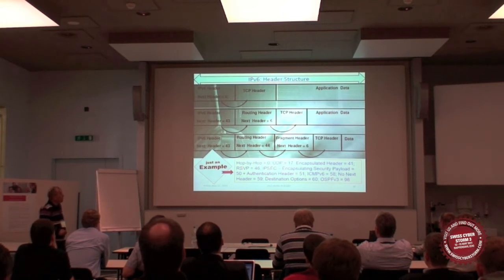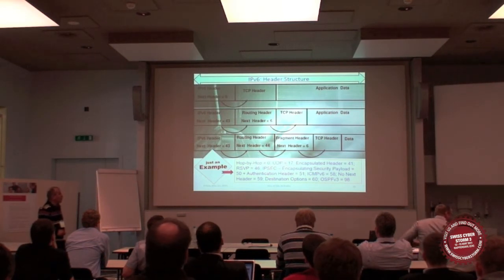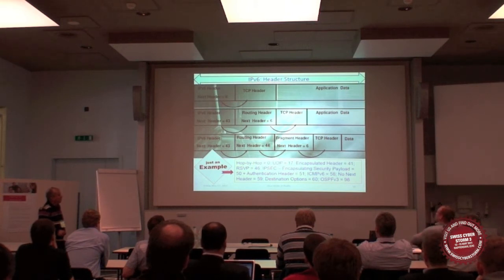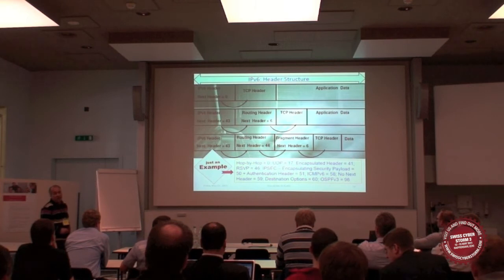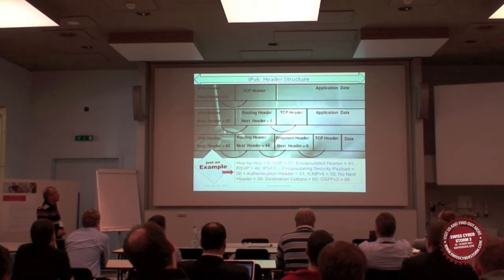It's just an example. These numbers came from best practices: hop by hop 0, UDP 17, encapsulated header 41, reserve 46, IPsec payload 50 plus authentication header, which is 51. And ICMPv6, which is very interesting, is 58.